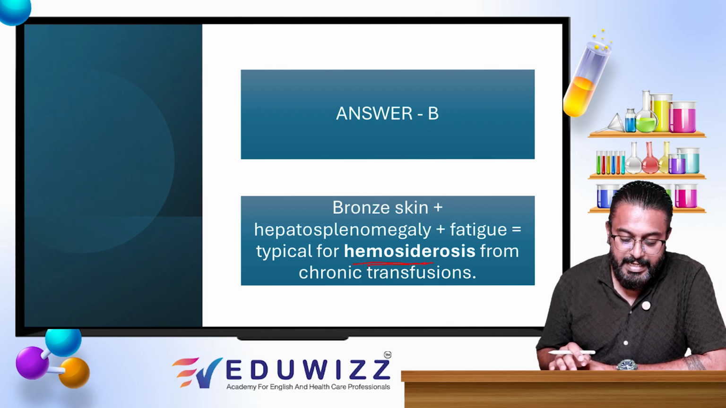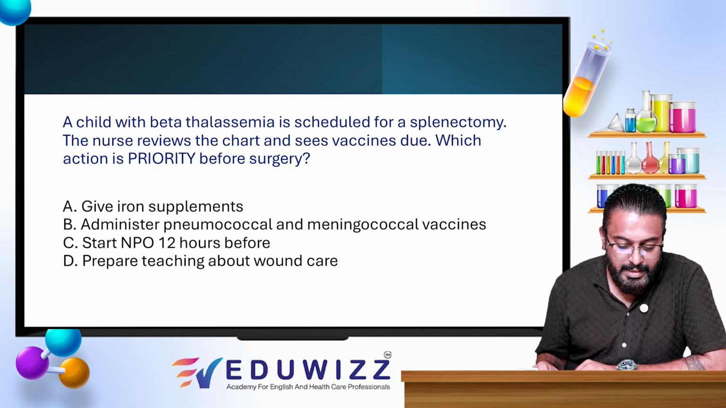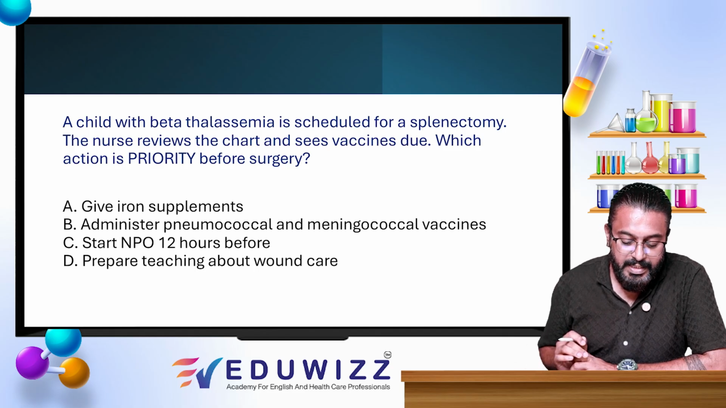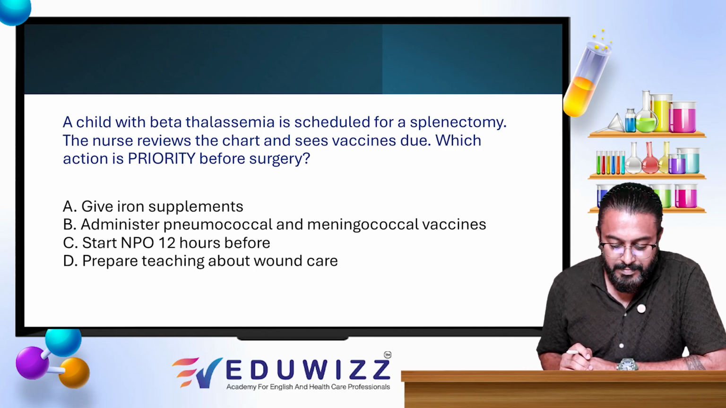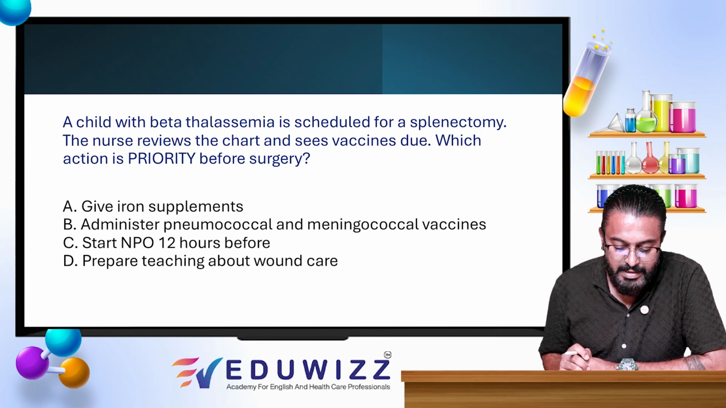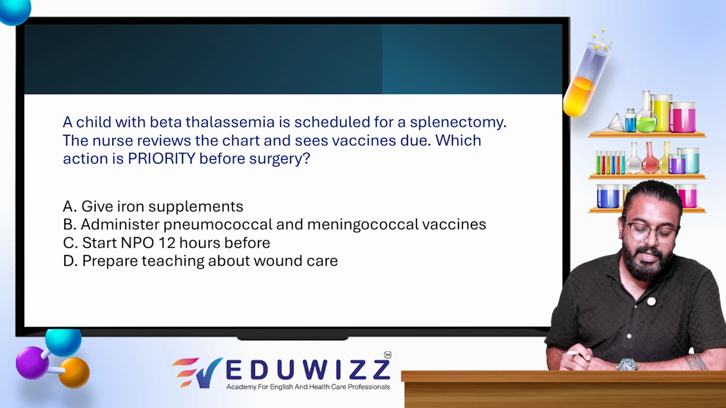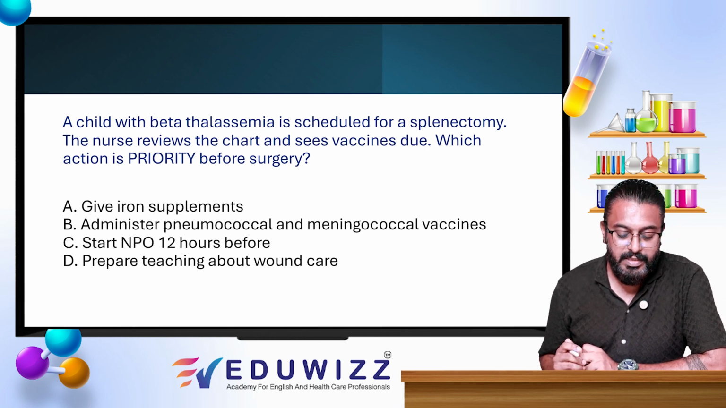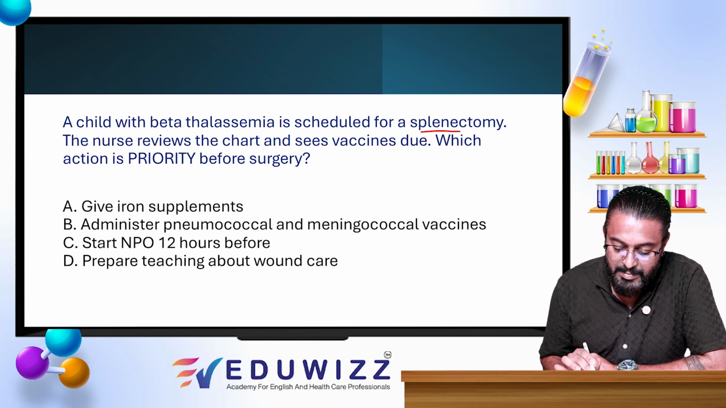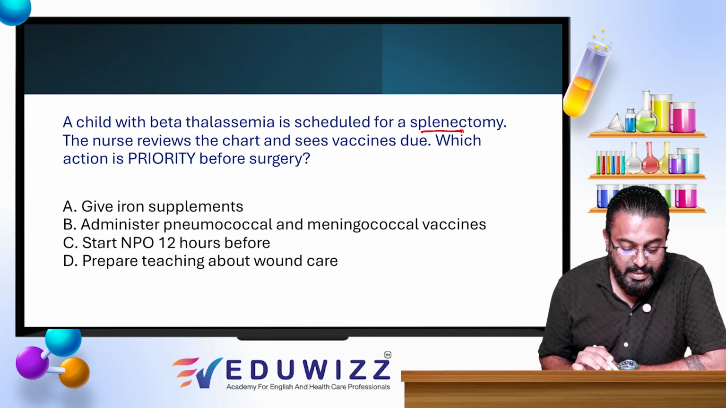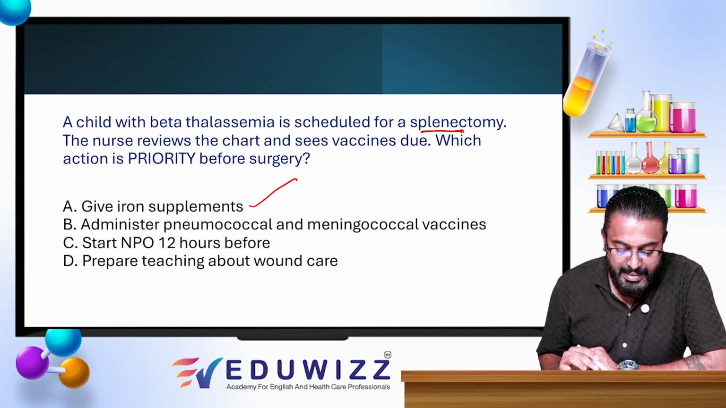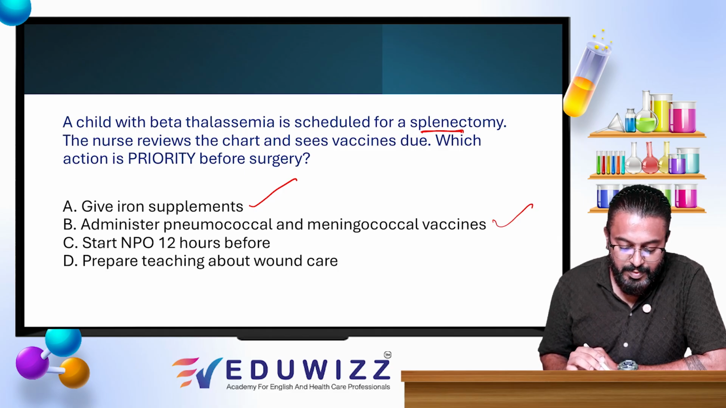Next question. A child with beta thalassemia is scheduled for splenectomy. The nurse reviews the chart and sees vaccines due. Which action is priority before surgery? The options are: A. give iron supplements, B. administer pneumococcal and meningococcal vaccines, C. start NPO 12 hours before, D. prepare teaching about wound care.